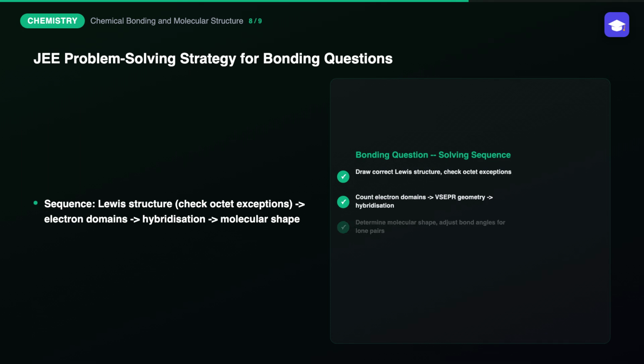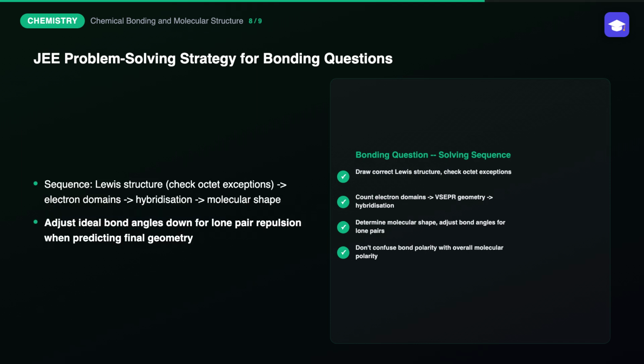For any JEE bonding question, follow a consistent, reliable sequence. First, draw the correct Lewis structure, counting total valence electrons carefully, and check for any octet exceptions, incomplete, expanded or odd electron, before assuming a standard structure applies. Second, count total electron domains around the central atom, to determine both the underlying VSEPR electron geometry and the corresponding hybridization, remembering that domain count and hybridization are always directly, reliably linked together.